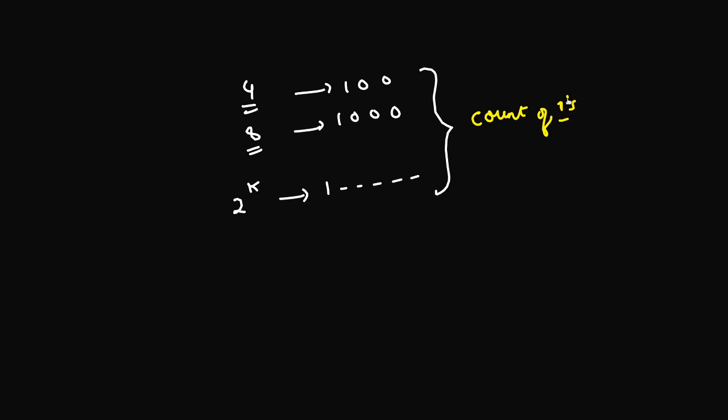Okay, so how many ones are there in all these representations? If you notice clearly, there will be exactly one 1 in all of these representations which are of the form 2 to the power k. Notice that this is not the case in any other number. The reason being something like this.